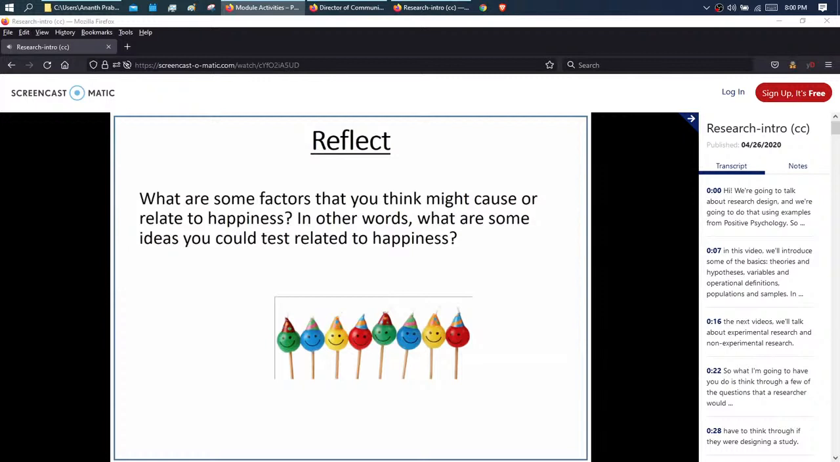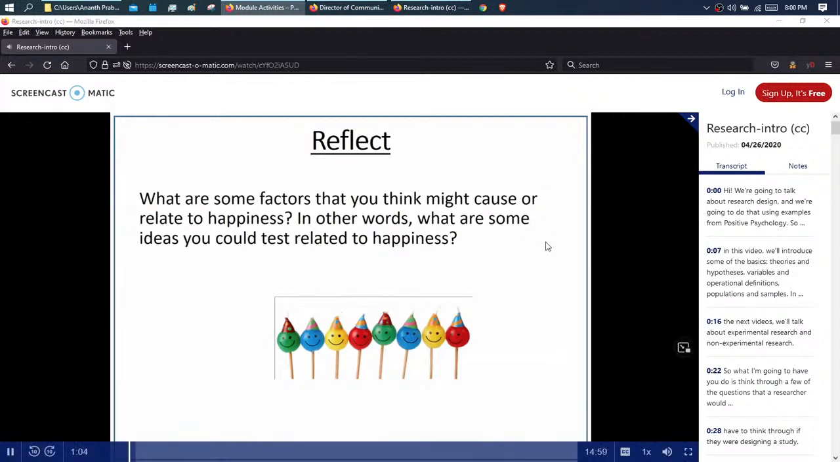Take a moment and think about what are some factors you think might cause or relate to happiness. In other words, what are some ideas you could test related to happiness? Pause, think a little bit, and then press play when you're ready to begin again.